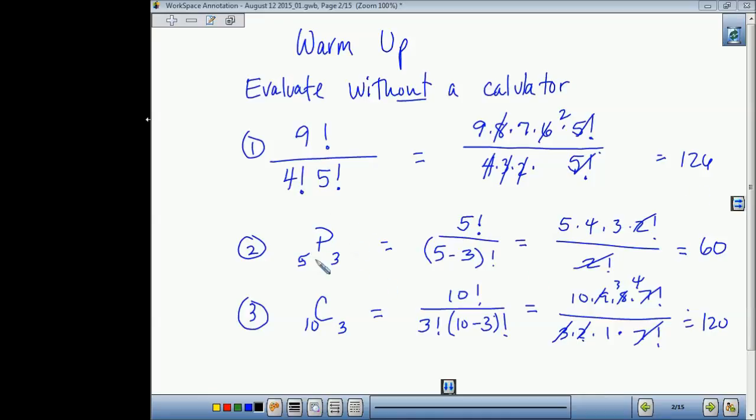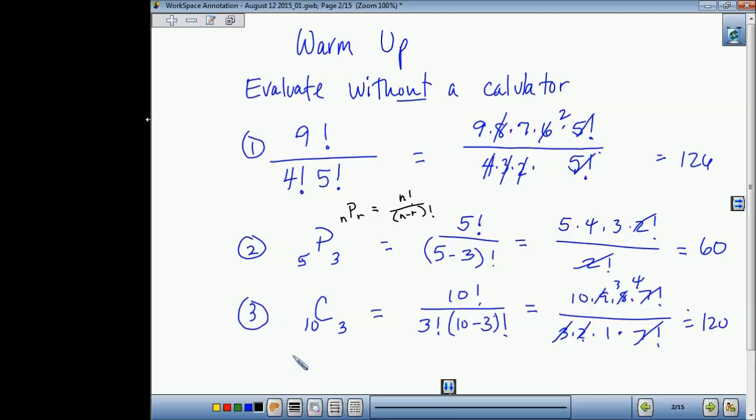Okay, permutations. Now let's remember the formula for permutations. The permutations of n items chosen r at a time would be n factorial over n minus r factorial. So in this case, it's 5 factorial over 5 minus 3 factorial. The 2's cancel. 20 times 3 is 60. We good? Yeah.